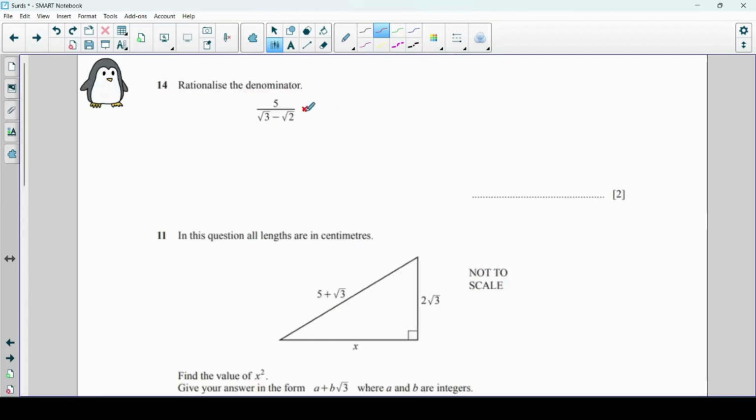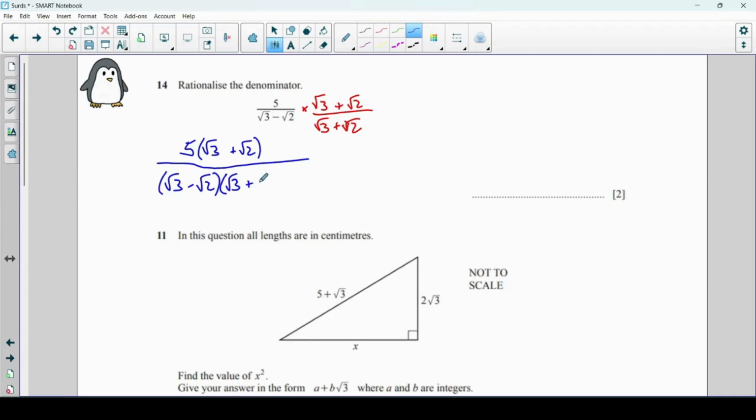Here once again we're going to multiply by the conjugate. Both of them are square roots this time. So we've got root 3 plus root 2, and on the bottom root 3 plus root 2 as well. So on the top 5 brackets root 3 plus root 2. And on the bottom, root 3 minus root 2 times root 3 plus root 2.